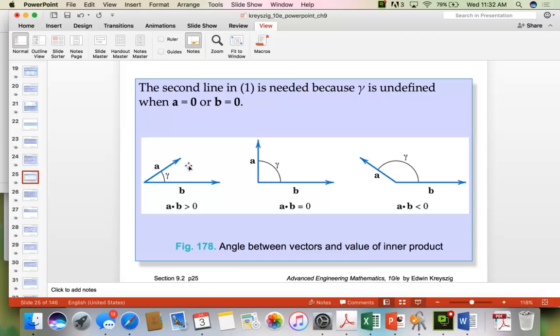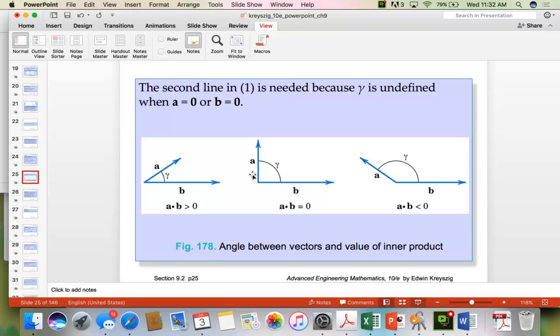This illustrates graphically what you just saw. When this angle gamma is less than 90, then A dot B will yield a positive number because basically you're calculating the projection of A onto B. When gamma is 90 degrees, so A and B are at right angles, then the dot product is 0. And this is important because this is one of the ways we define orthogonality, meaning that there is no projection here. If we were to project A down onto B, we would get a projection of 0.